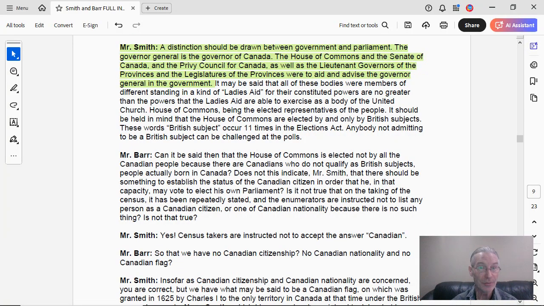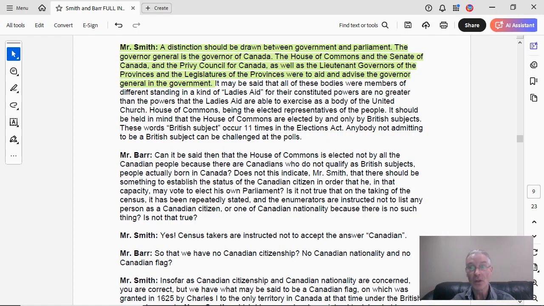A distinction should be drawn between government and Parliament. The Governor General is the Governor of Canada. The House of Commons and the Senate of Canada and the Privy Council for Canada, as well as the Lieutenant Governors of the provinces and the legislatures of the provinces, were to aid and advise the Governor General in the government.